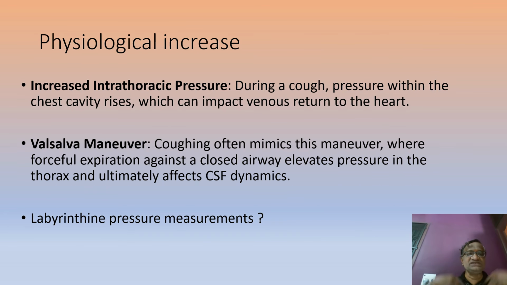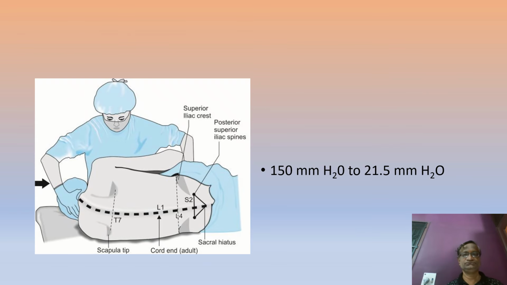Physiological pressure is increased by intrathoracic pressure, Valsalva maneuver. Usually, sometimes they measure the labyrinthine pressure and extrapolate to CSF pressure. In this lateral position it is 150, but sometimes if you flex the neck much, there is a jugular compression which may put it to 215 millimeters of water.